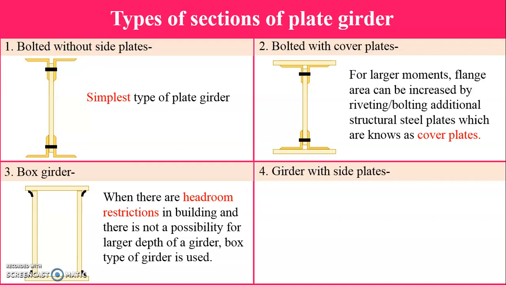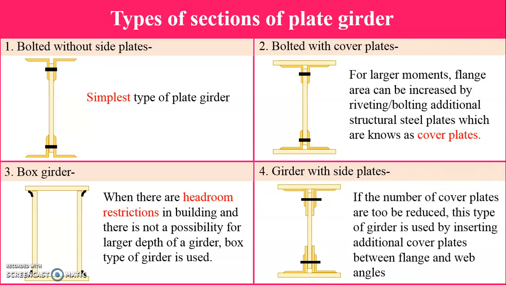The fourth one is girder with side plates. So here is the girder with side plates. If the number of cover plates is to be reduced, this type of girder is used, with the help of inserting additional cover plates in between the flange angle and the web plate.